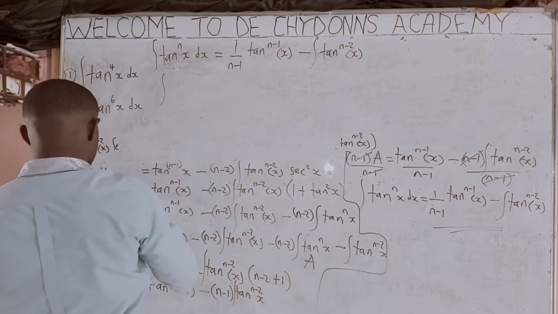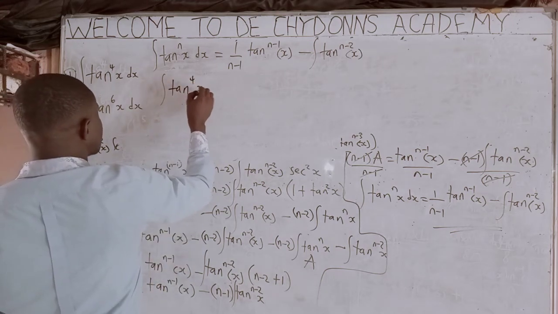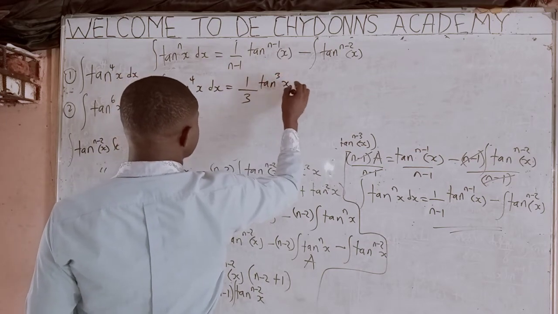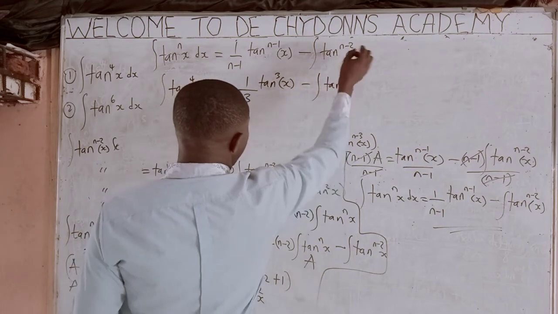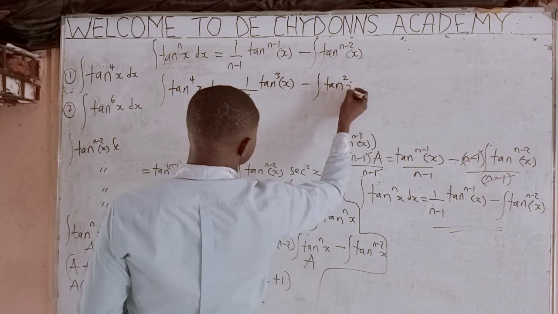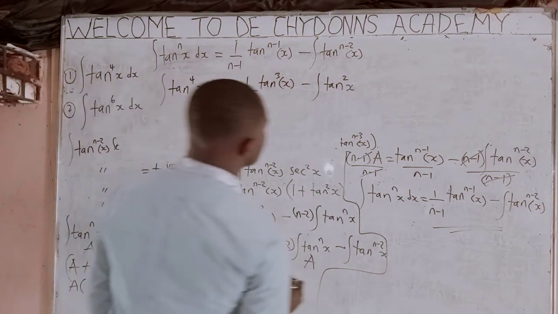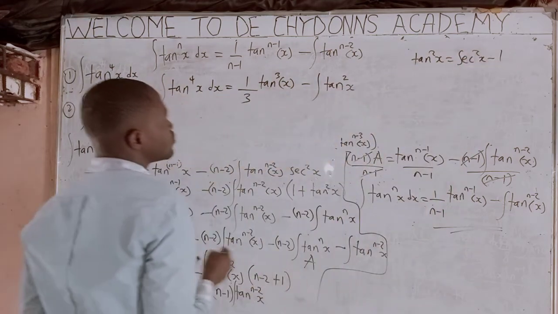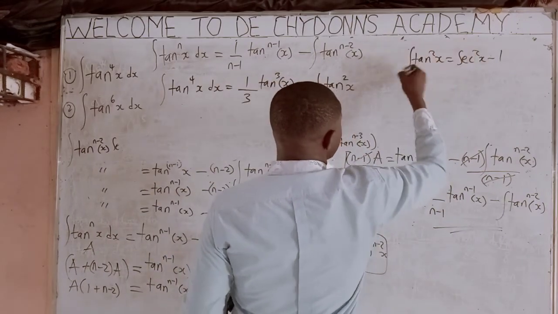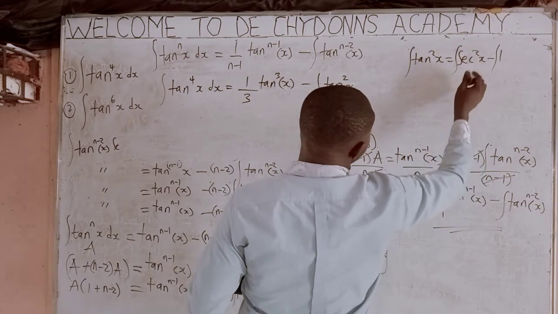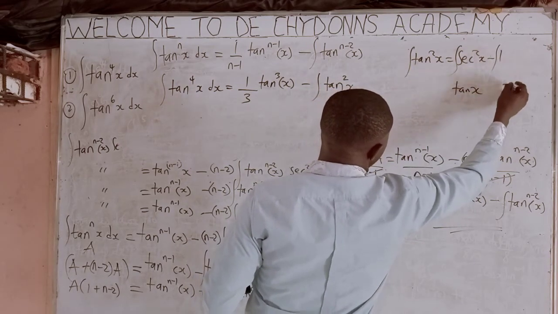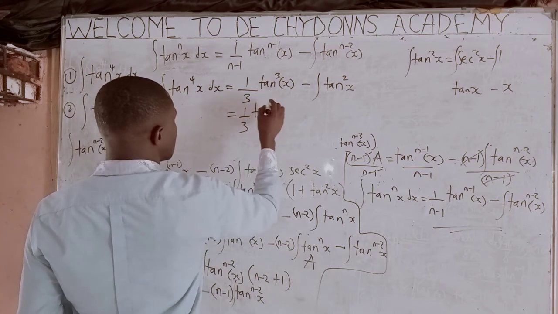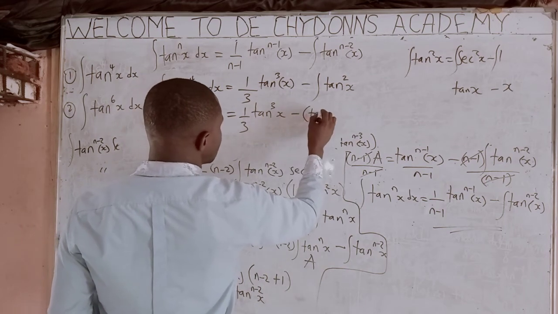We now say the integration of tan^4 x dx is equal to 1 over 4 minus 1, 3, tan^(4-1), 3 x minus the integration of tan^(4-2), 2 x. So tan squared x. What is the integration of tan squared x? Remember that tan squared x is equal to sec squared x minus 1. Okay? So if you are integrating this, it means integrate sec squared x, you have tan x, integrate 1, you have x.